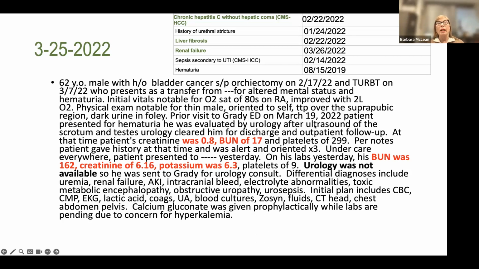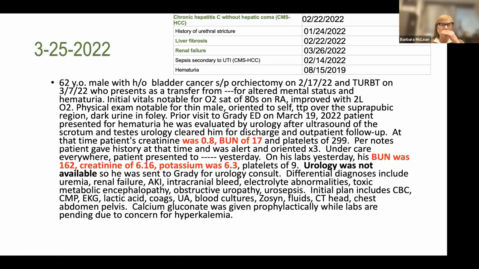Prior visit, March 19, 2022. So remember, this is a week earlier, I guess. He came with hematuria, evaluated by urology, had ultrasound. They cleared him for discharge, and they asked him to come back for outpatient follow-up. Okay, so that's March 19th, 2022, right? First time he had hematuria was 2019. Now in 2022, he has hematuria, and it is actually just 6 days later.